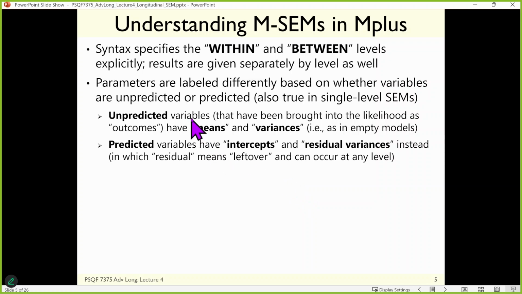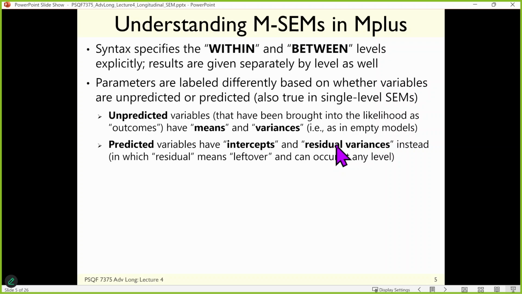So if you have a variable that is unpredicted, meaning it is a predictor conceptually, but you brought it into the likelihood so that it can have missing data, then it's an outcome instead of a predictor. It will have its parameters listed as means and variances in that case because it's unconditional. It's not an intercept, it's not being predicted. Whereas any variable that is actually predicted as an outcome will have its parameters labeled as intercepts and residual variances.